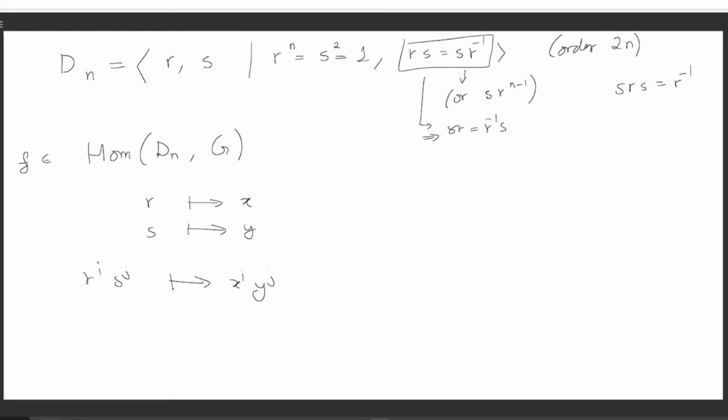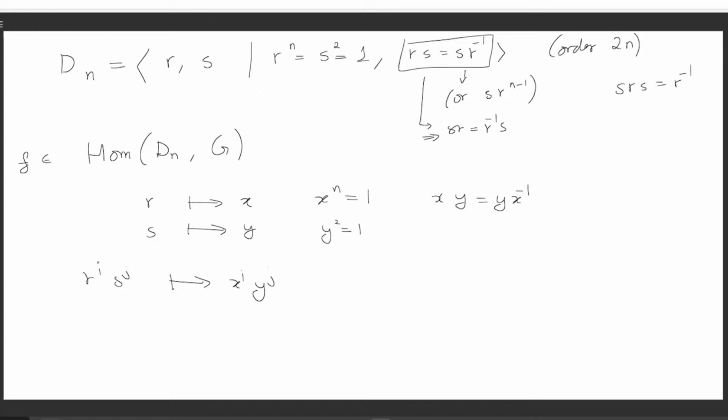But what freedom do you have in this? Can you map them to any two elements? No, because these relations also hold. So previously we saw, because one has order n in Z, whatever you map it to, that must also have order dividing n, because it must be 1. So similarly here, one thing is x power n has to be 1. Similarly, y square has to be 1. What else? This also must be satisfied. It's also true that xy must be equal to yx inverse. Okay.